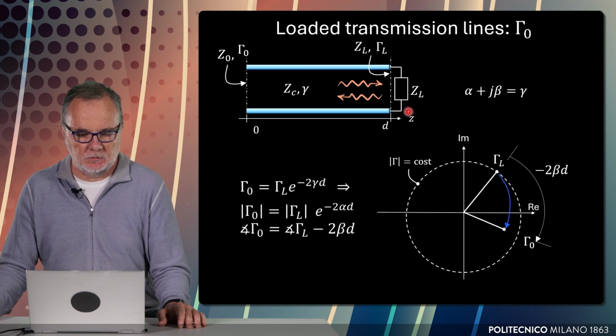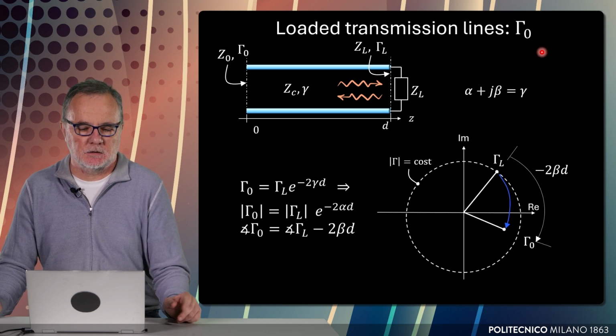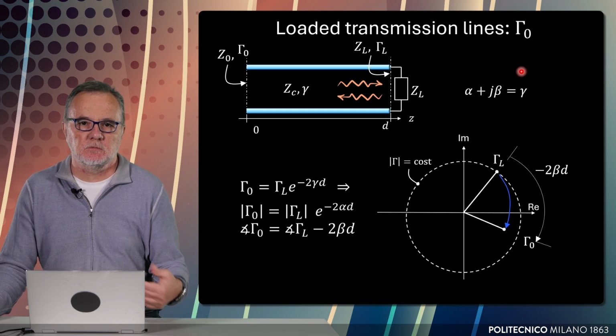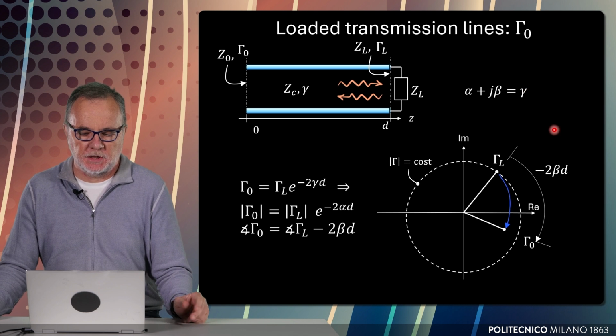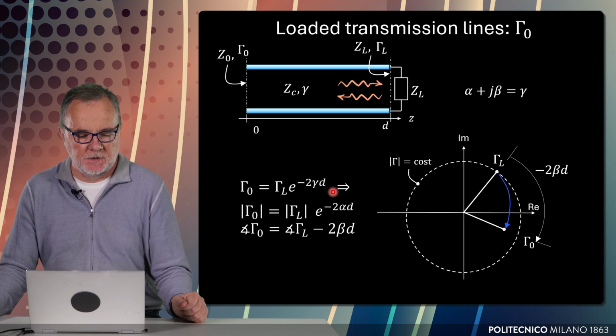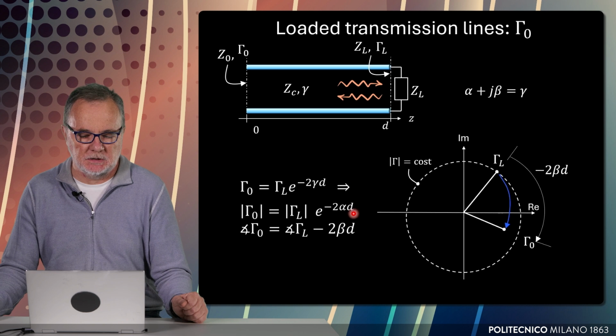Now let's connect a load and let's see what happens when we have a lossy line and therefore we have propagation with attenuation. The variation of the reflection coefficient, unlike the lossless case, corresponds also to a variation in the amplitude as a function of the distance along the line. As you see, the reflection coefficient in magnitude at the beginning of the line is different from the reflection coefficient at the end of the line. And the difference is due to this term that represents losses in the line.